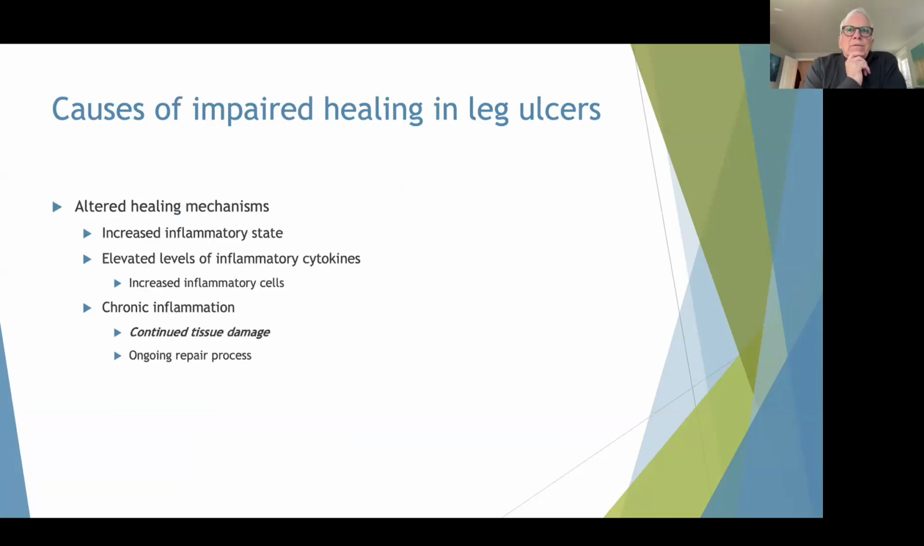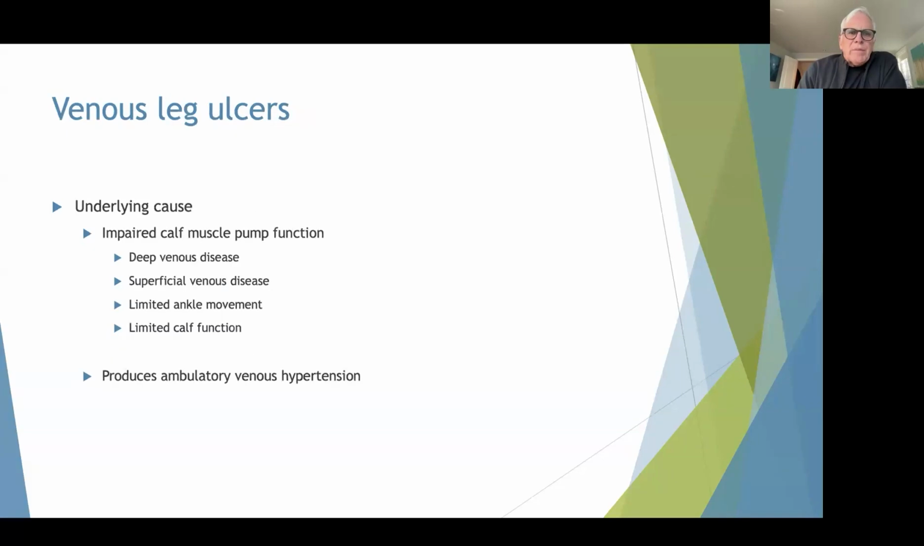And as part of those circulatory problems, again, there is commonality in the problems that actually impact the healing ability of these types of wounds. So there's lots of data that have shown that they all have some form of an increased inflammatory state. They have elevated levels of inflammatory cytokines, increased inflammatory cells present in the wounds. And they enter this phase of really chronic inflammation where there's continued tissue damage, but ongoing attempts at repair.